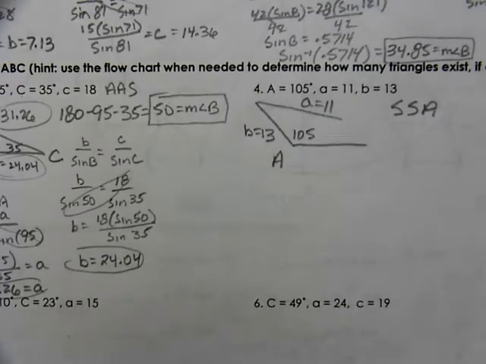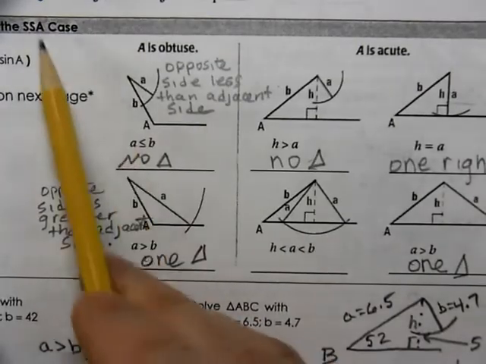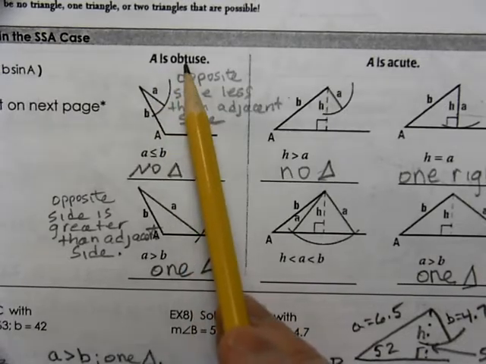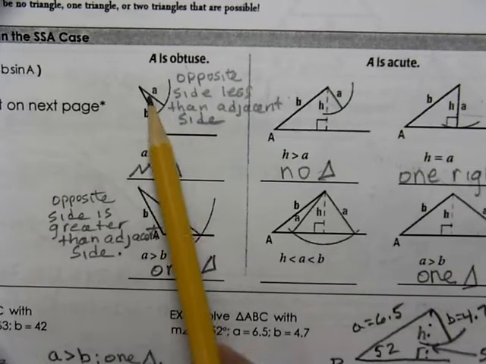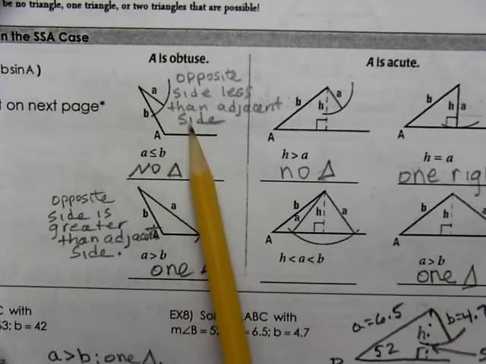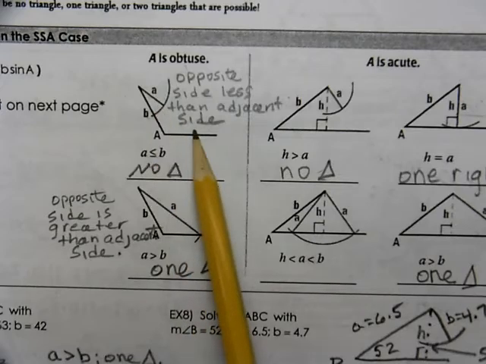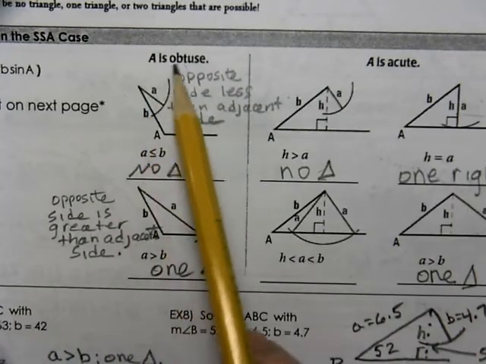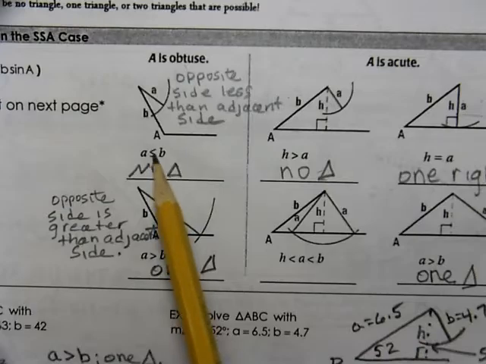So looking at our notes, they say that if we're dealing with side-side angle and we have an obtuse triangle, if that opposite side is smaller than the adjacent side, then of course it's not going to reach the other side. It's going to give us no triangle. We can swing this around and it's never going to touch that opposite side. So if the opposite side is too short when given an obtuse angle for side-side angle, then we have no triangle.